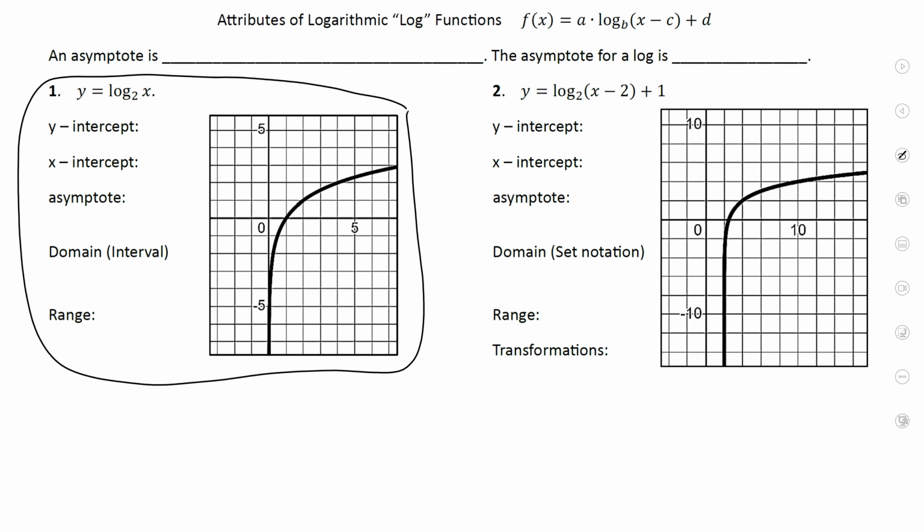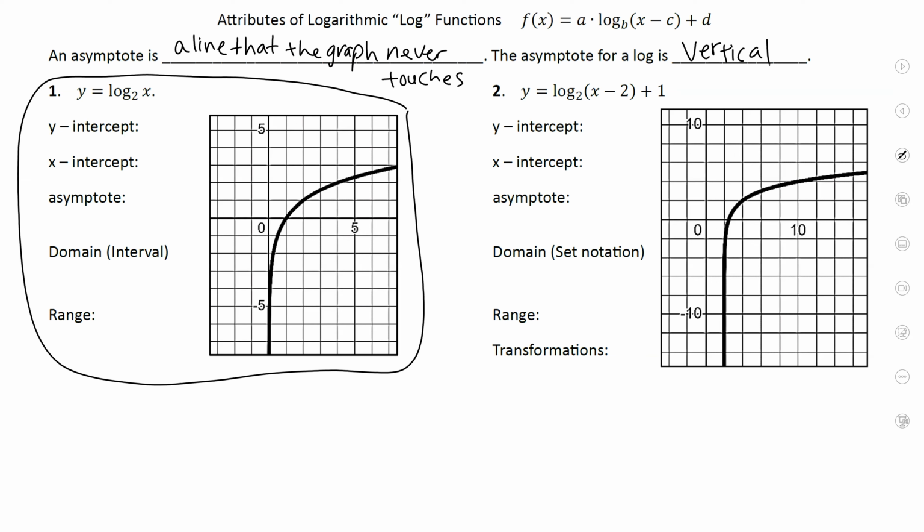Okay, so this is the type of graph we're going to be looking at for this part. Okay, so an asymptote is a line that the graph never touches. And guys, logs are different from exponentials because the asymptote for a log is always going to be vertical. Okay, that's opposite from exponentials. What were the asymptotes for exponentials?